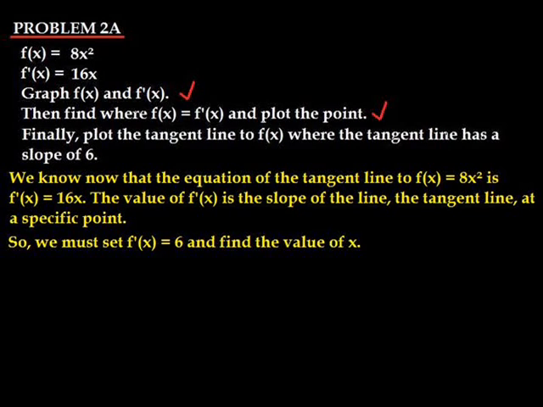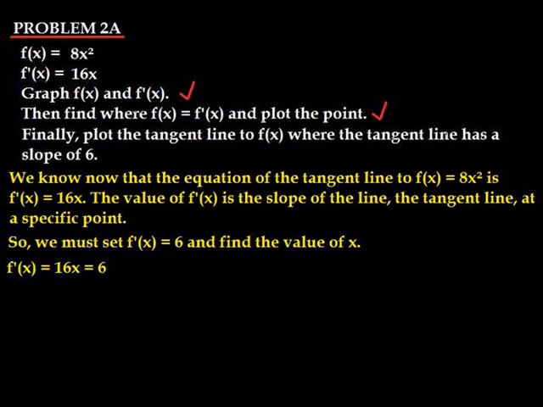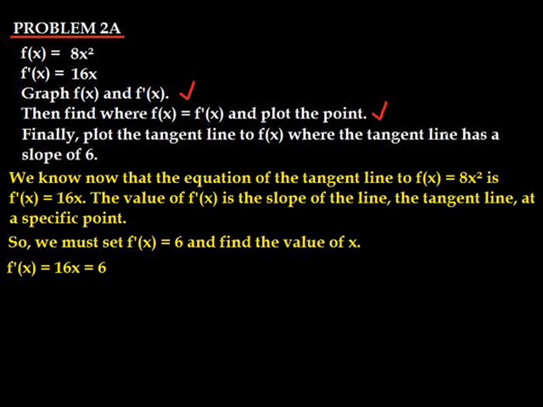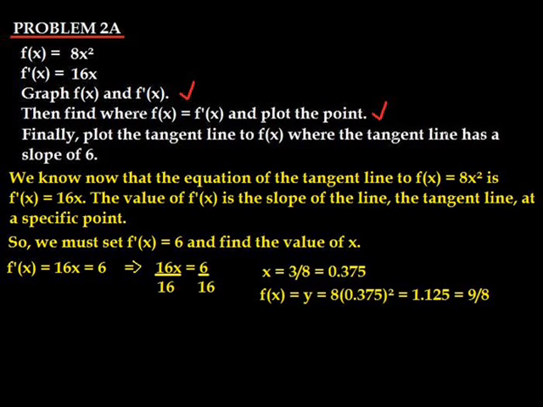So we must set f prime of x equal to 6 and then find the corresponding value of x. And we know that f prime of x is also 16x. So 16x must equal 6 for this to be valid. So, as before, 16x divided by 16 is equal to 6 divided by 16. We're left with 3/8, which is 0.375.